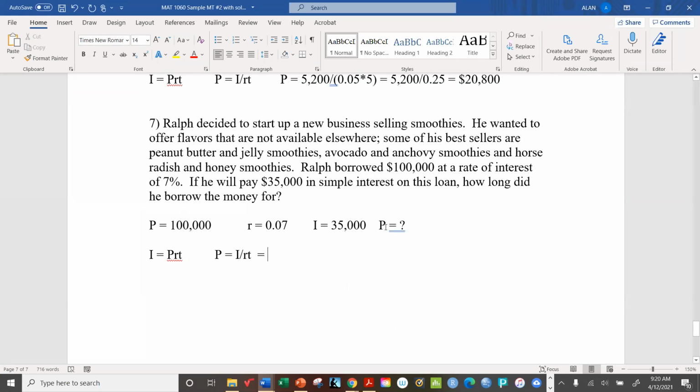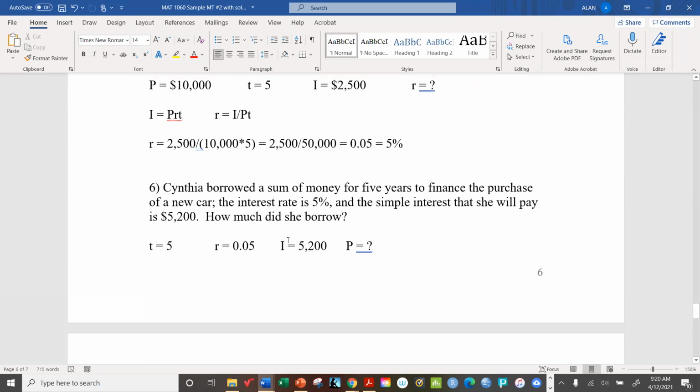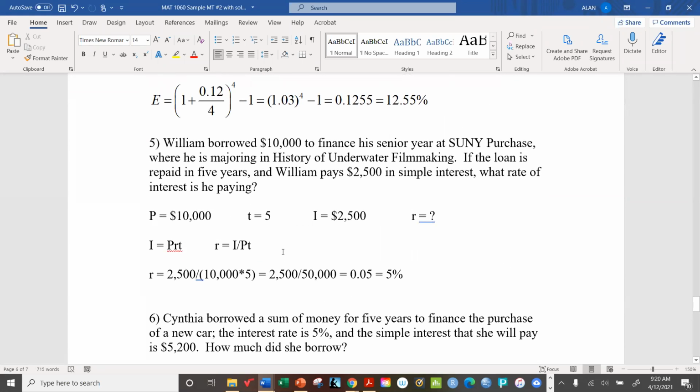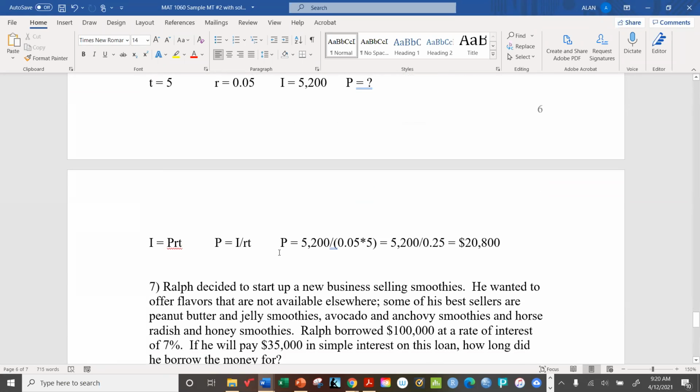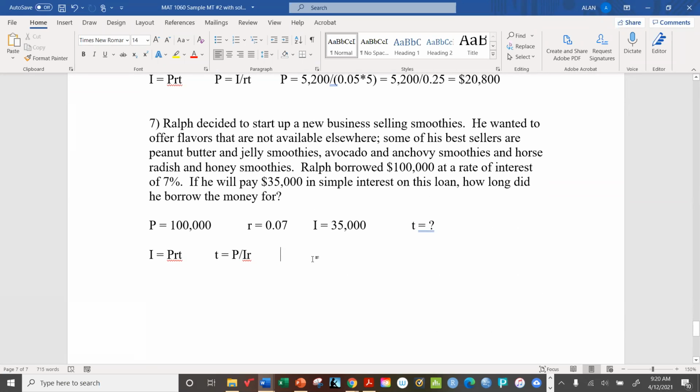Oh, wait a minute. No, my mistake. I misread it completely. It's T. Sorry about that. I was not paying attention to the right part of the question. He borrowed 100 grand. So therefore we're solving for T, not for P. This one was interest, this one was principal, so now we're solving for T for the first time. T equals I over PR, that's better. Okay, now we're finally all set. T equals I over PR, which means 35,000 over 100,000 times 0.07, which you could rewrite as 35,000 over 7,000. And that just tells me that Ralph borrowed the money for 5 years.